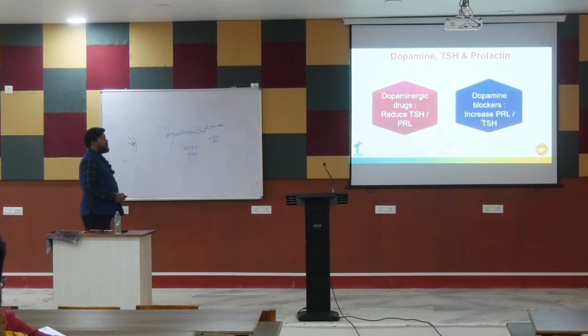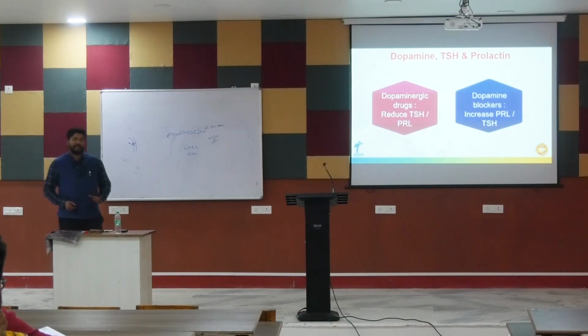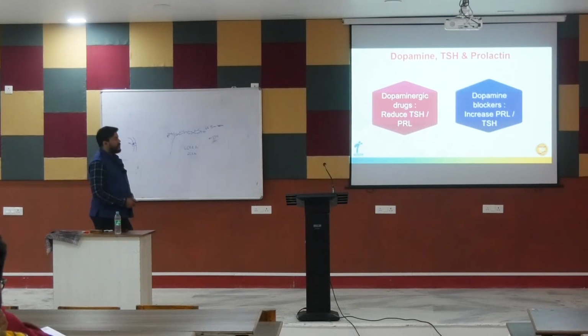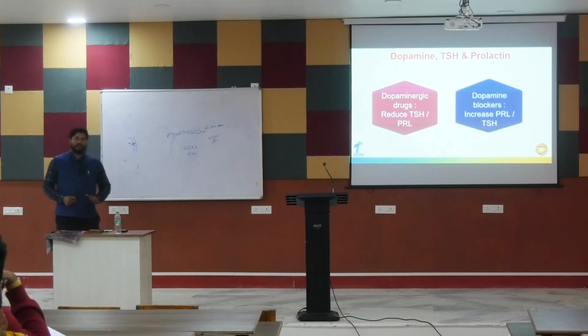So they can block. So dopamine blockers can increase prolactin and thyroid hormone. So in patients with hypothyroidism or hyperprolactinemia, you should not advise dopamine blockers.